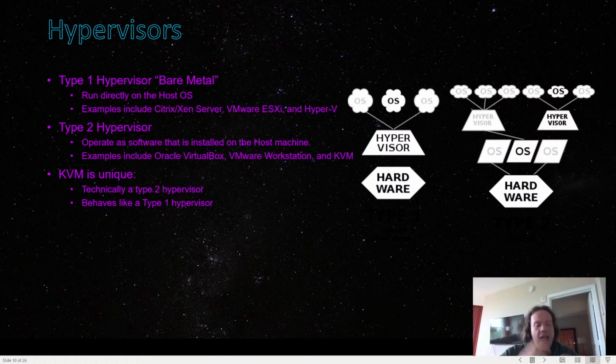KVM is technically a type 2 hypervisor because it sits on top of a host operating system. But it is like a type 1 hypervisor because it does send directions directly to the hardware, is what I meant to say.